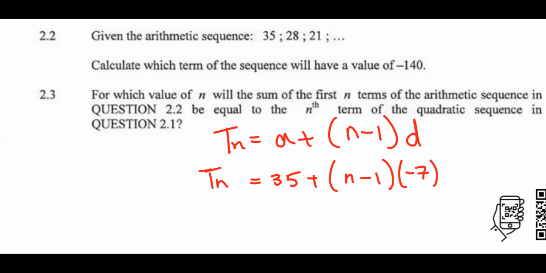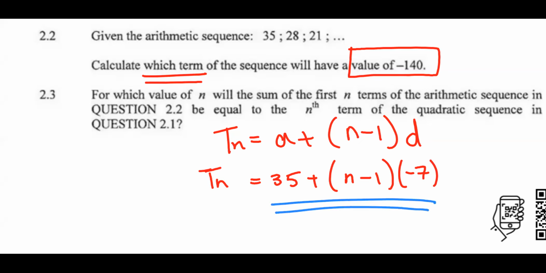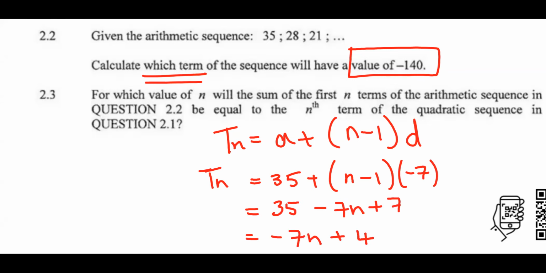Now, what did they give us? They gave us the value of the term. And we need to calculate which term. So we need to work out n by substituting Tn with negative 140. Now, before I do that whole substitution and calculation, I just want to simplify the right-hand side first. So we have 35 minus 7n plus 7, and therefore this is equal to negative 7n plus 42. Okay.